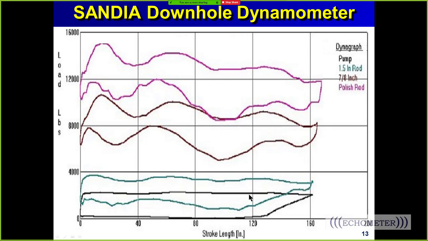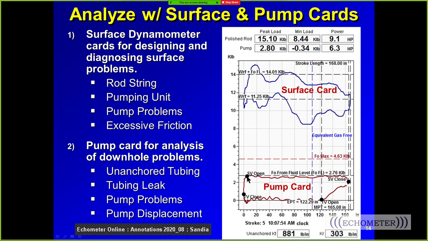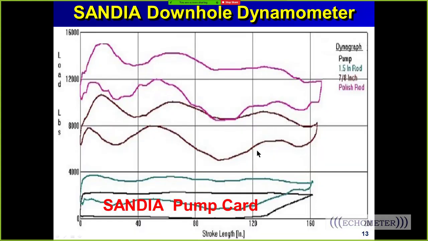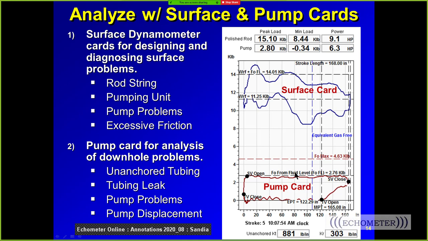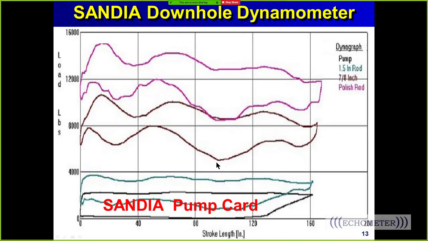And at the exact same time this data was acquired with the downhole load cell, I call this a Sandia pump card, we used an Echometer portable well analyzer to acquire the surface data, and then we have the calculated pump card. This is the same pump card, about the same amount of gas in the pump, a good match on the loads on the upstroke and the downstroke, and the pump card here that we calculate with the Echometer TWM or TAM software matches up with the theoretical loads and matches up with what was measured.